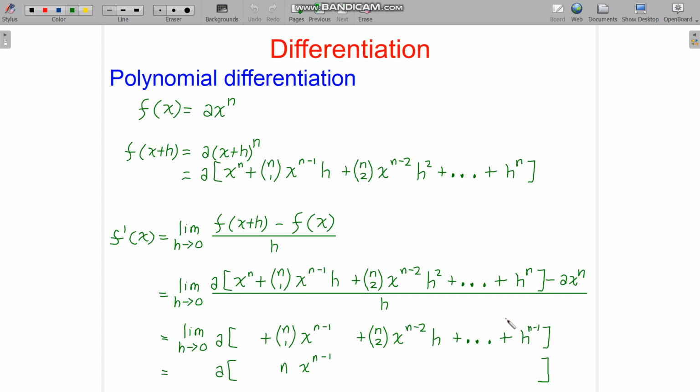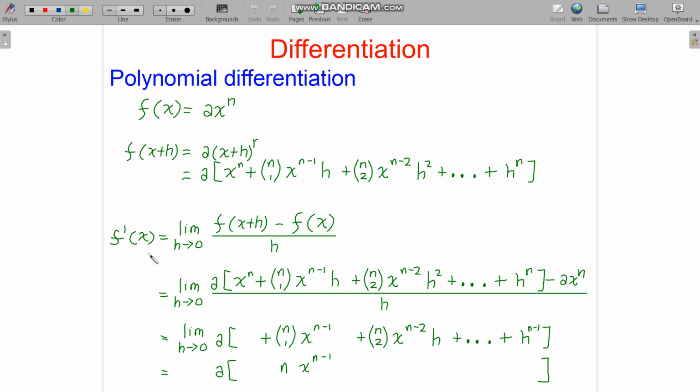And for the polynomial differentiation formula, originally ax to the nth power, f of x plus h means we replace the x with x plus h, and we can use the binomial expansion: x to the nth, nC1 x to the power of n minus 1 times h to the power of 1, and nC2 x to the power of n minus 2 h to the power of 2, all the way to h to the power of n.